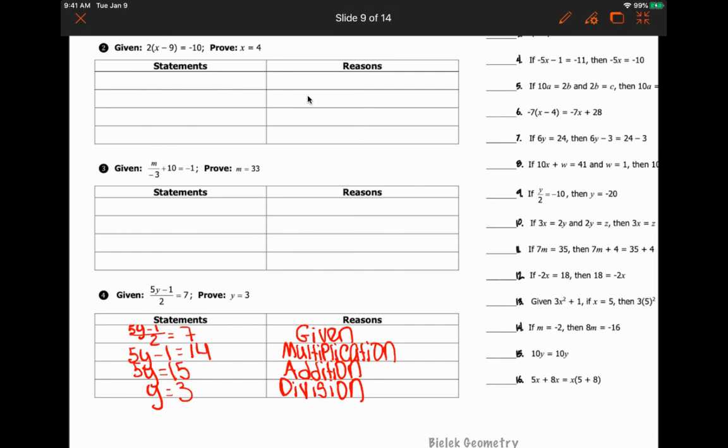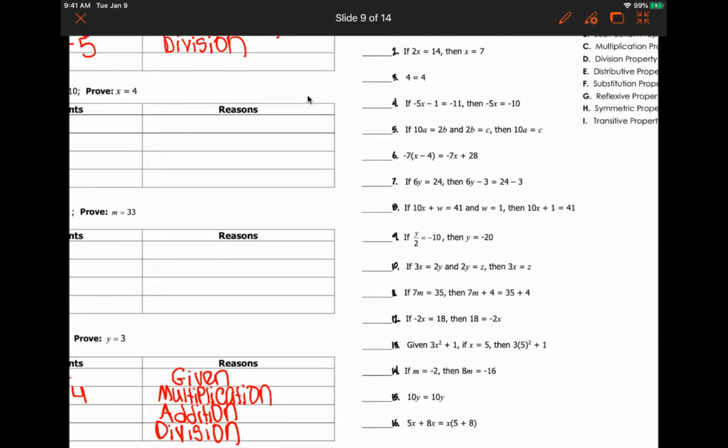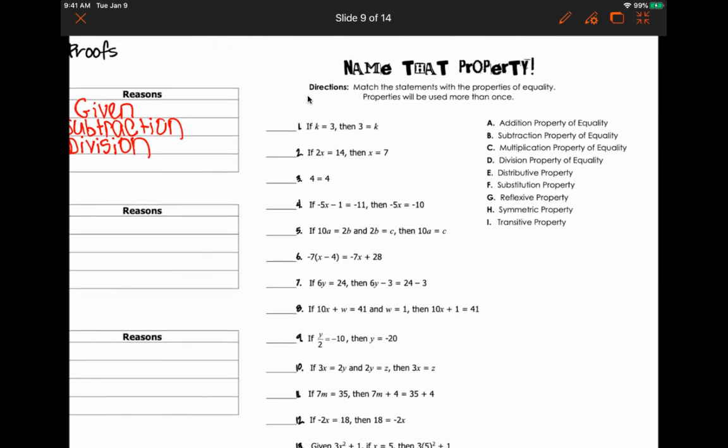Awesome, so that is doing the proofs by hand. Try to do 2 and 3 on your own and check your answers on Classroom. Last part of this section is just matching up the properties with different scenarios. So again, I'll do some of these with you, and then I want you to try to do the rest on your own and check your answers on Classroom.